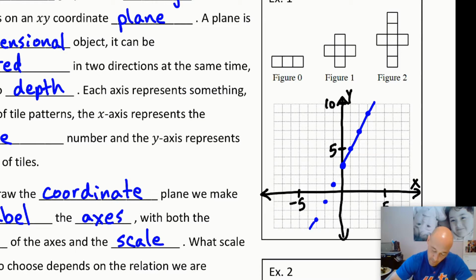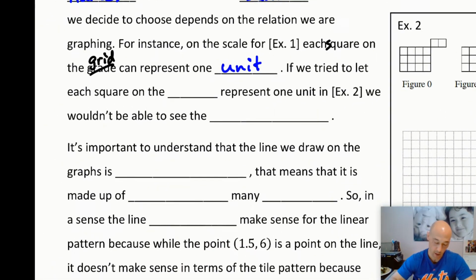Now we'll see that this doesn't make total sense when it comes to the tile pattern, but that's how we do lines. And we put these arrows on the end to say it goes on forever in that way. So there is our graph for that tile pattern in example 1.